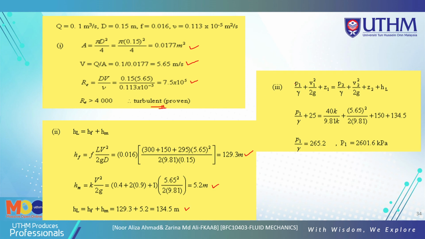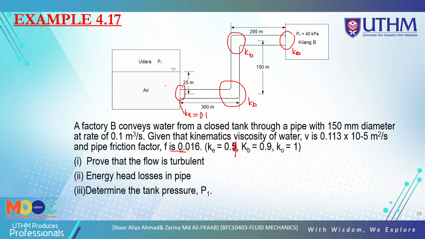Then using the energy equation, you get the value. P1 here and V1 squared over 2g. We know that the value of Z1 is 25. And P2 over gamma plus V2 squared over 2g and Z2 and also the H_L here. Actually, the V1 is 0 based on the P1 here. And also the pressure here, this is through the pipe here, the P2.